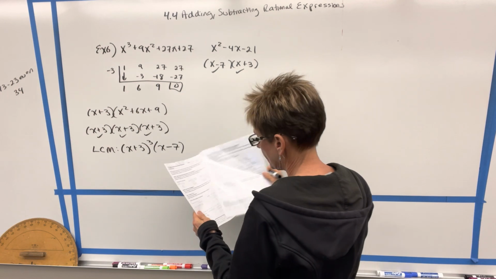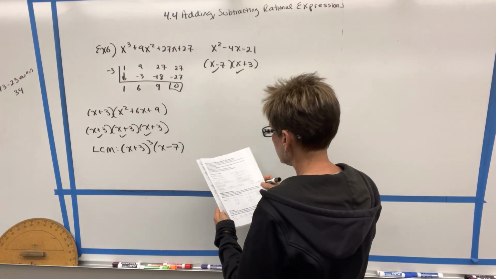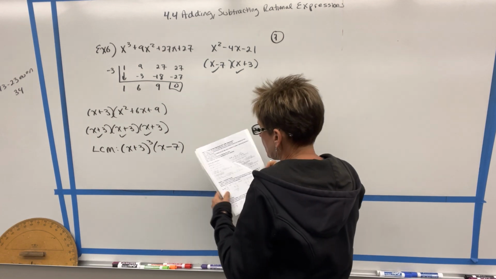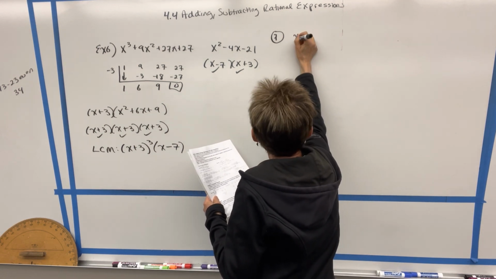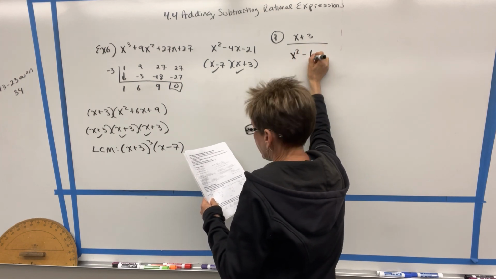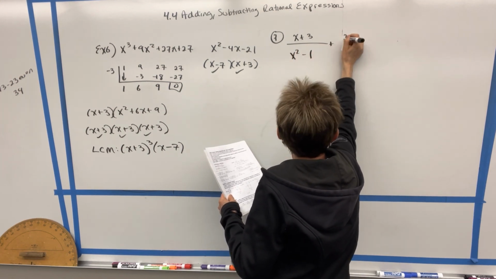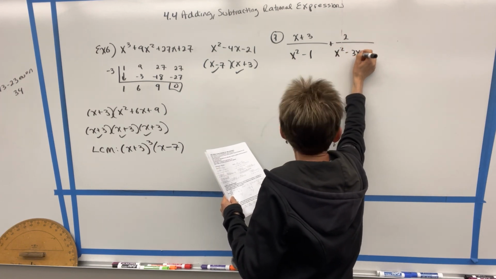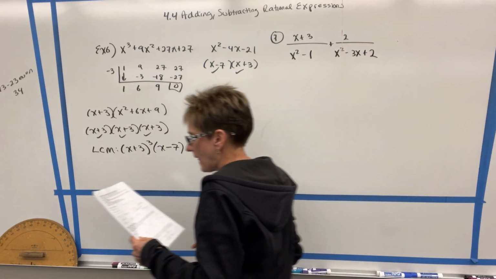Now, let's talk about actually adding the fractions using the tool that we just talked about. So let's see, example 6. This will be example 7. In this particular case, I want to add x plus 3 over x squared minus 1 to 2 over x squared minus 3x plus 2.